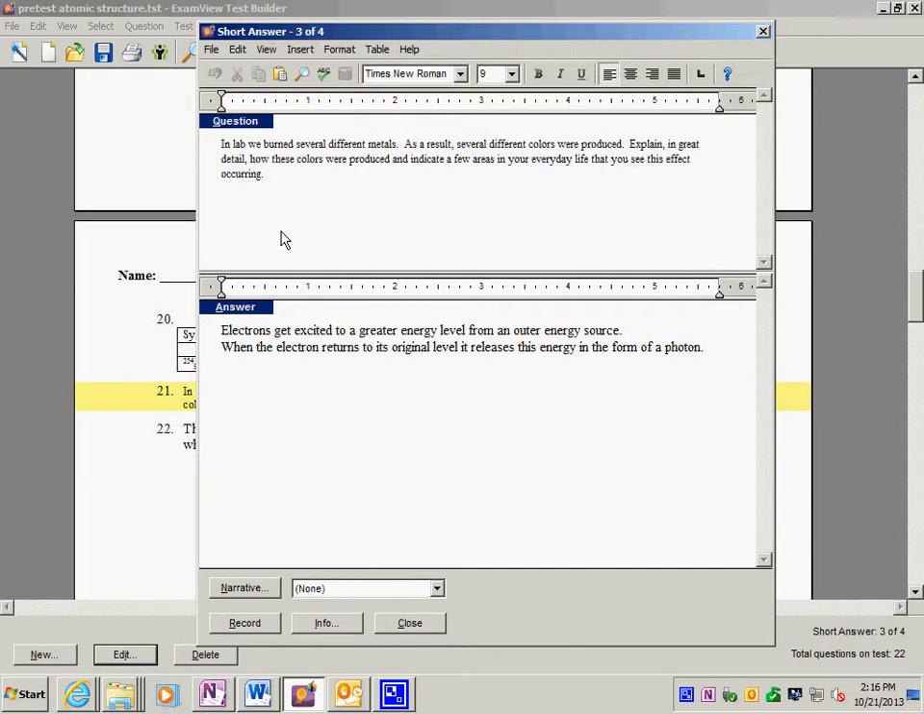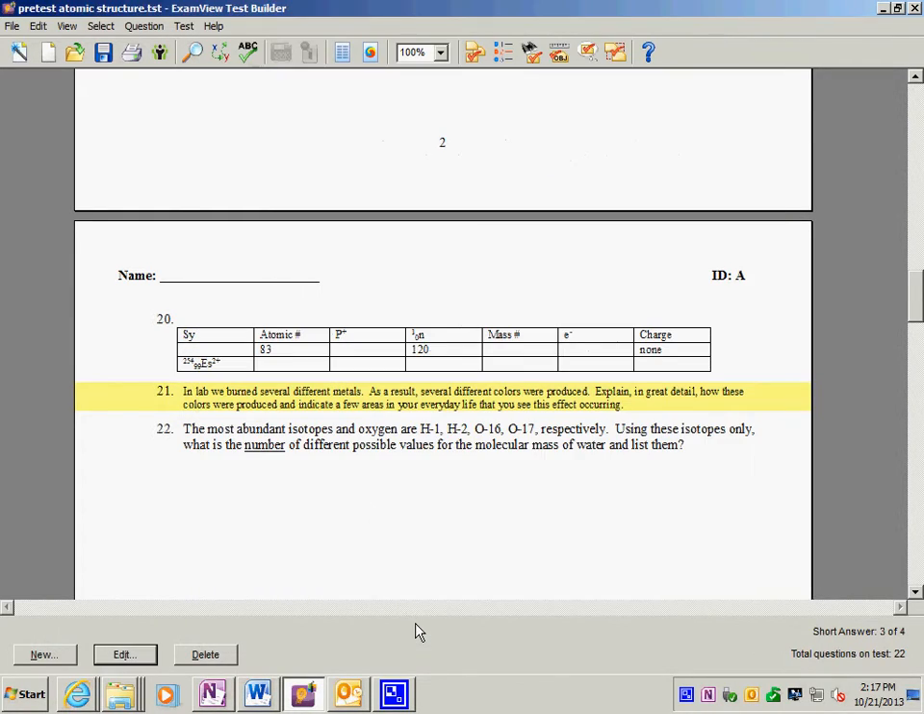In lab, we burned several types of metals. As a result, different colors were produced. Explain in great detail how these colors were produced, and indicate a few areas in your life where they are applied. Okay, so electrons are being excited to a greater energy level. When the electrons return to the original level, it releases energy to form a photon. So there's a picture associated with that. Electron drops down. That's your basic idea of your lab.